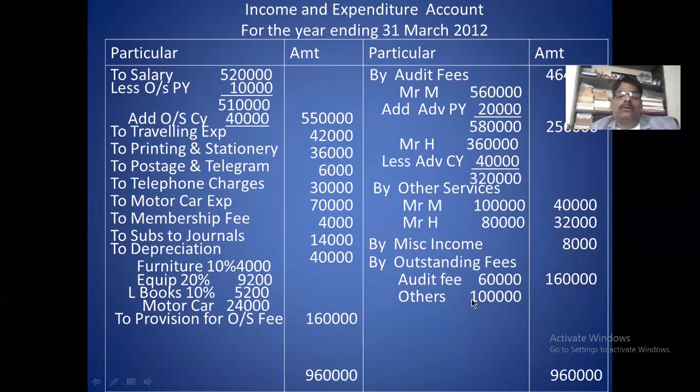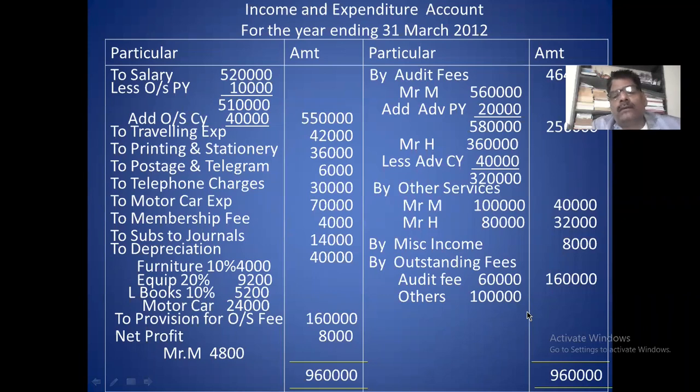Total is 9,60,000. Then difference is 8,000. 8,000 difference is called surplus. This surplus goes to balance sheet. Profit sharing ratio is 3:2. 8,000 into 3 by 5. First partner 4,800. Second partner 8,000 into 2 by 5, 3,200. This is the solution. Okay. In this way you take the solution.